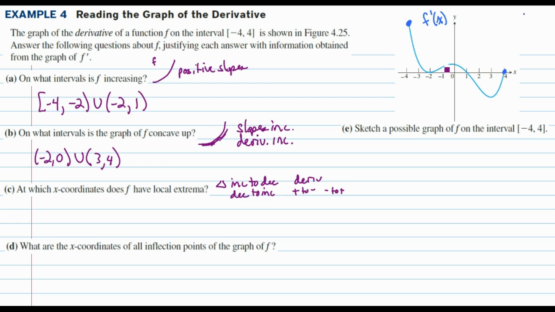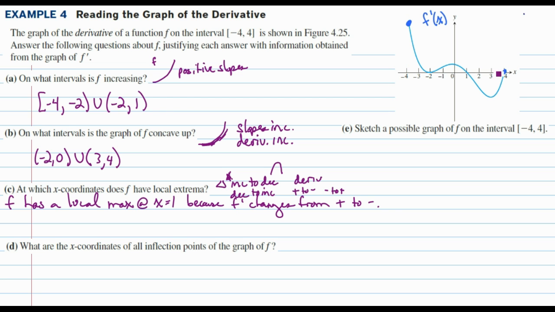As a matter of fact, if the derivative changes from positive to negative, the original function is going to change from increasing to decreasing. F is going to change from increasing to decreasing. So if f changes from increasing to decreasing, that's this one, we have a maximum, a local maximum at x equals 1 on f. Let's not forget about those endpoints.